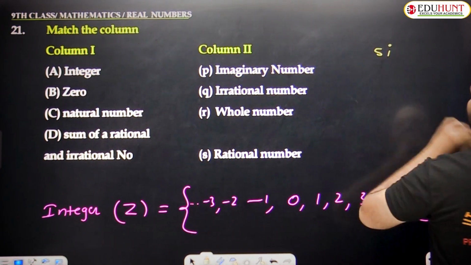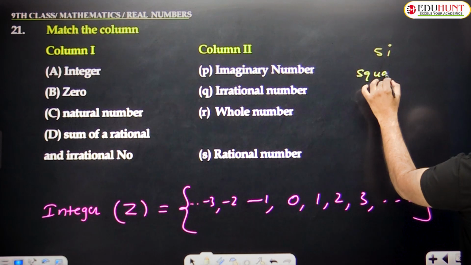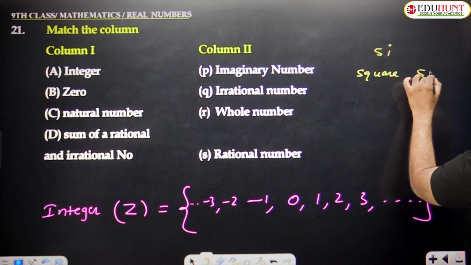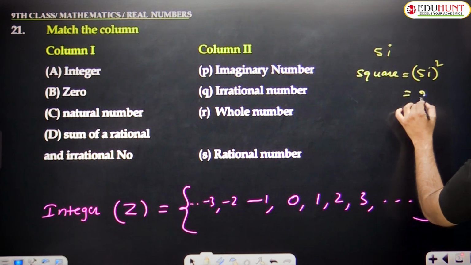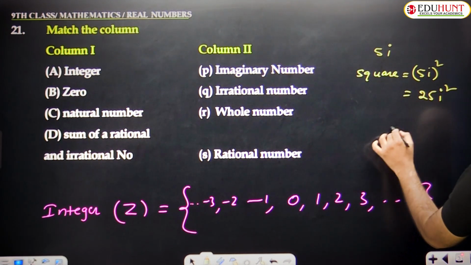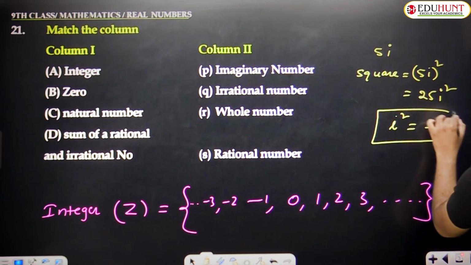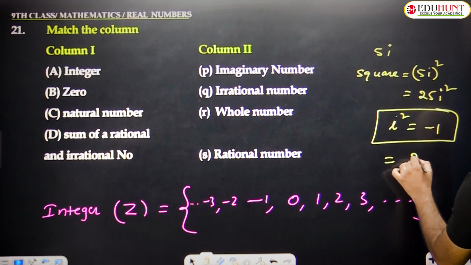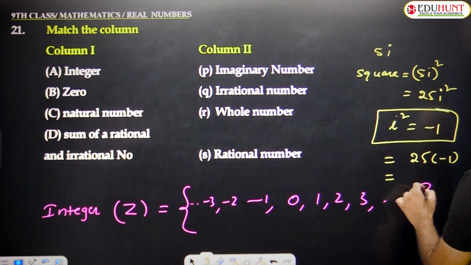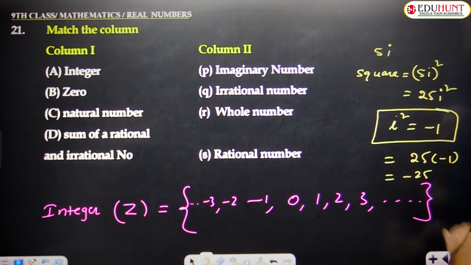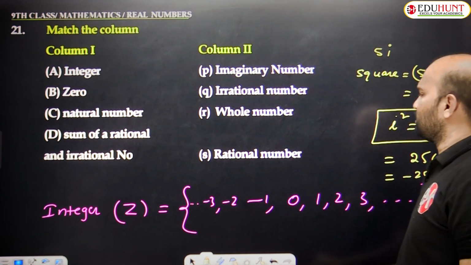minus 5i. What is the square of 5i? The square value is 5i whole squared, which is 25 i squared. Now i squared equals minus 1. It is not plus 1, it is minus 1. Therefore 25 into minus 1, so the square of the 5i value is minus 25. Am I clear? So i squared is minus 1, and that is an imaginary number. So integers are not imaginary numbers.